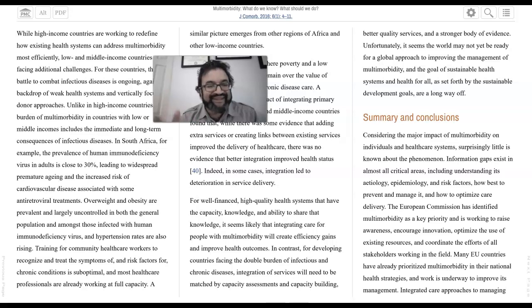I hope different facets of this and the illustration from the perspective of chronic diseases and infectious diseases has helped better illustrate the idea of multimorbidities.